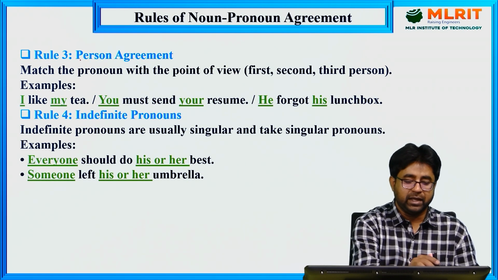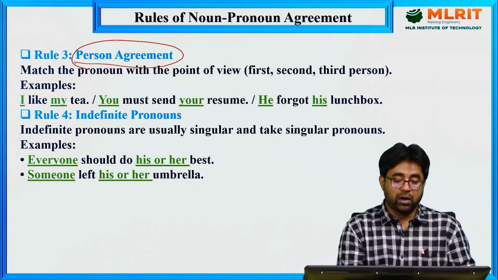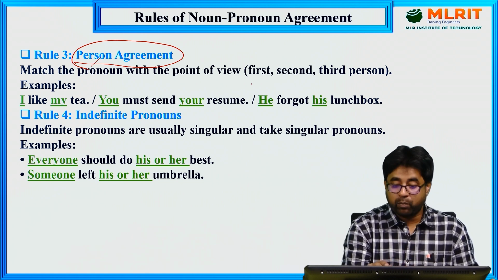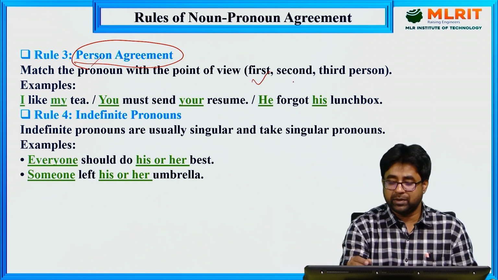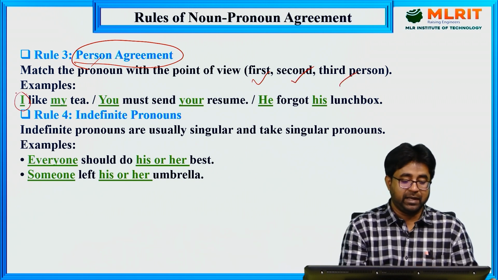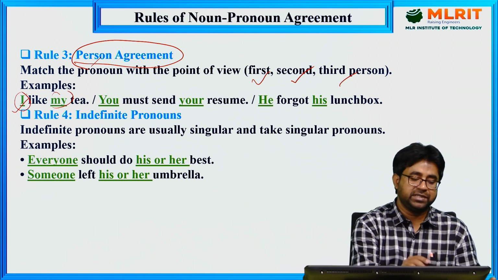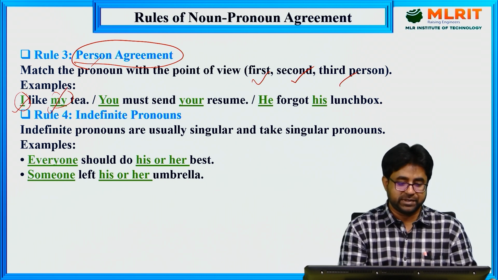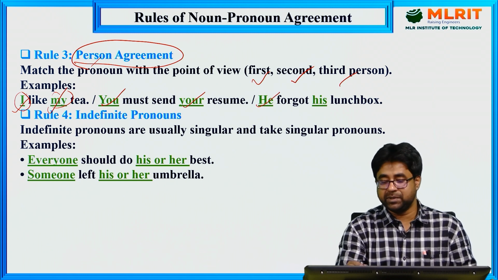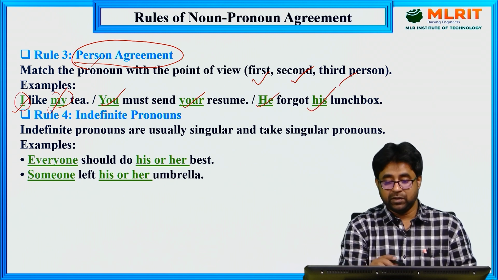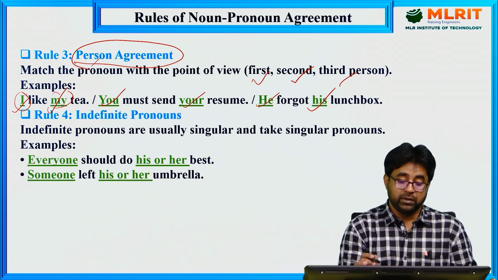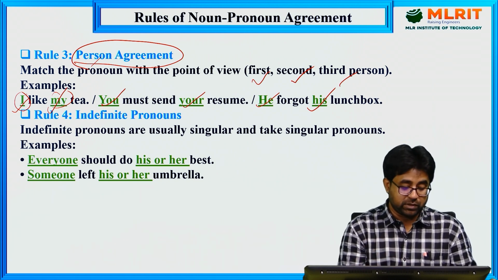Rule number 3, person agreement. So how noun and pronoun should agree in terms of person. Match the pronoun with the point of view. You know about first, second, and third person, right? So you can see here, example, I like my tea. I is first person. Here, this is also first person. You, second person. This is also second person. He, this is third person. The pronoun also is third person. So the person should also agree with the noun and pronoun. Should agree in terms of persons also.